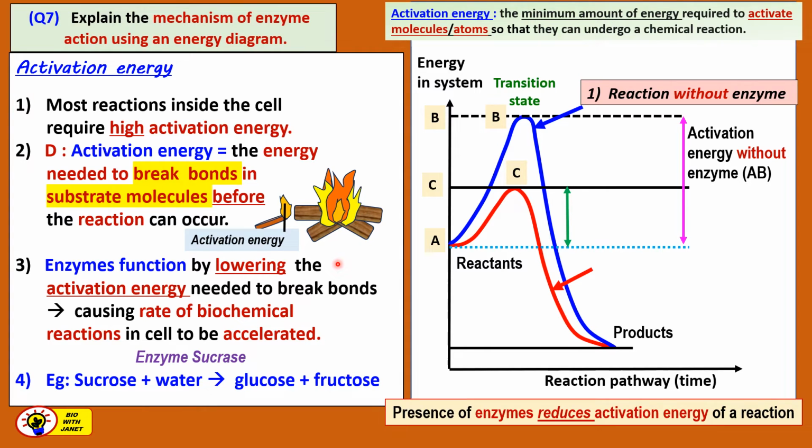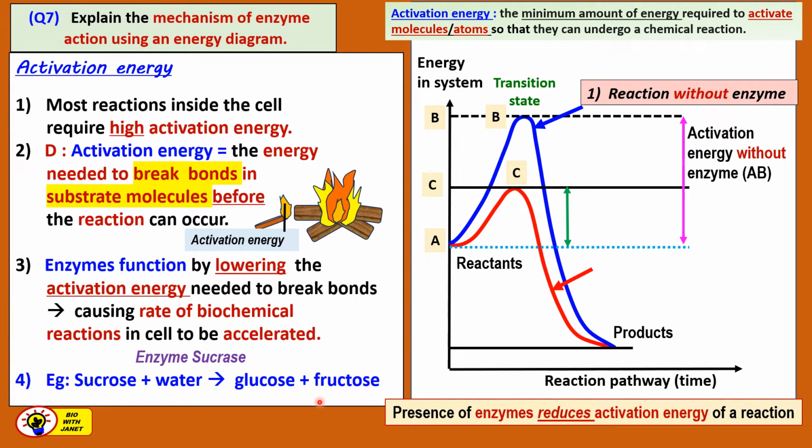Now, enzymes function by lowering the activation energy. So we must know the effect of enzymes. How do they work to speed up the rate of biochemical reactions? They function by lowering the activation energy, as we'll see from the graph afterwards, that is needed to break the bonds. So when they lower the activation energy, less energy will be needed to start the chemical reaction, all right? So this will cause the rate of biochemical reactions in the cell to increase, to become higher or accelerated.